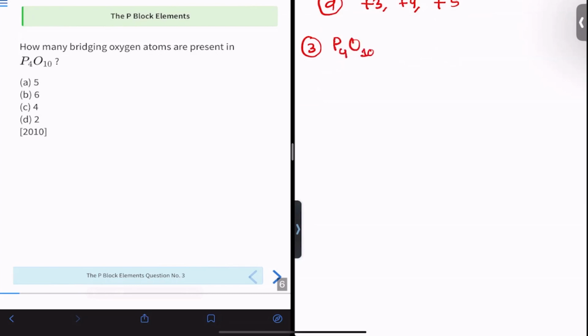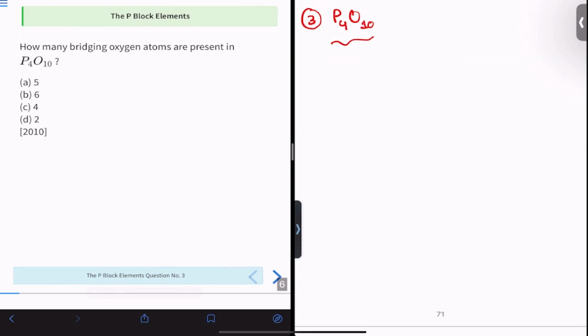But nowadays NTA do not ask this kind of questions. P4O10. So how will you draw P4O10? See, guys, I'll tell you an easy trick to draw this diagram for P4O10.